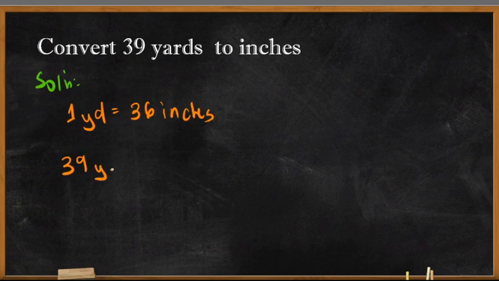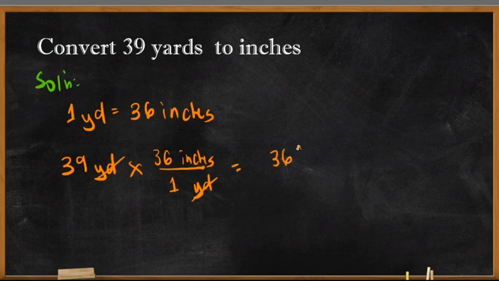39 yards, that would be multiplied by a number or a fraction, so our yard will be below, so that will be 1 yard. You just copy the 36 inches above, so we could cancel out our yard. So we will end up with 36 times 39. We could have that over 1, but of course any number divided by 1 is equal to the number itself. This will be inches.